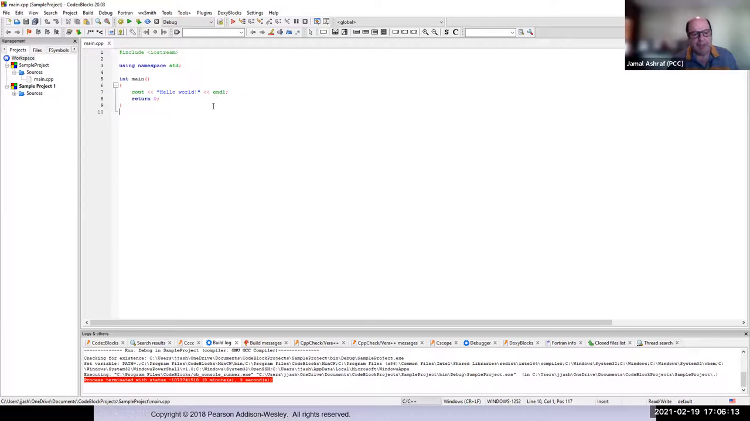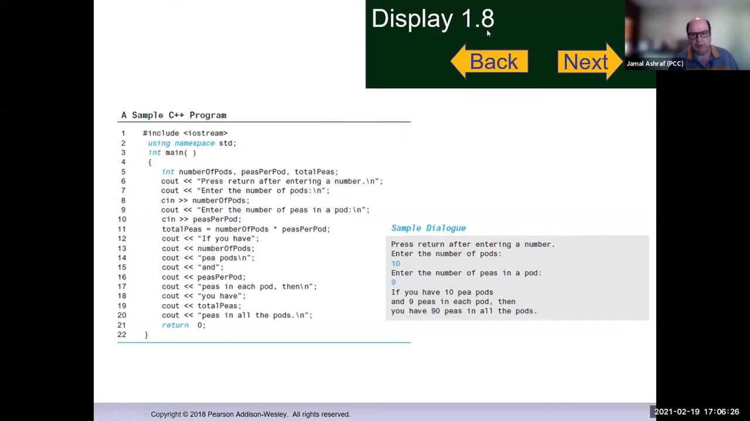So we have a main, that's the main program. On the top, you're going to have a pound include and using namespace; we'll explain these things later. You're going to be typing this one, display 1.8, in your IDE, and then you're going to compile it. When you run it, this is what's going to happen. So that's what we're going to be doing right now. Any questions about what we're doing? Open up your IDE, type this in, run it, and see what happens.